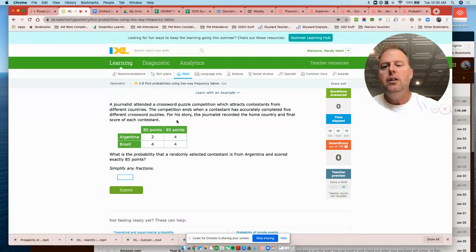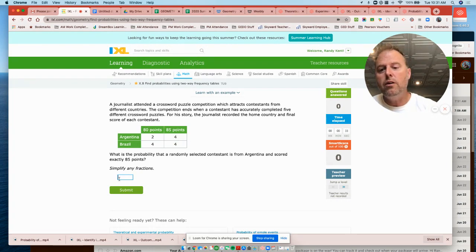Okay, so a journalist has headed a crossword puzzle competition which attracts contestants from different countries. The competition ends when a contestant has accurately completed 5 different crossword puzzles. For his story, the journalist recorded the home country and final score of each contestant. The probability that a randomly selected contestant is from Argentina and scored exactly 85 points. So we have 85 points in Argentina.